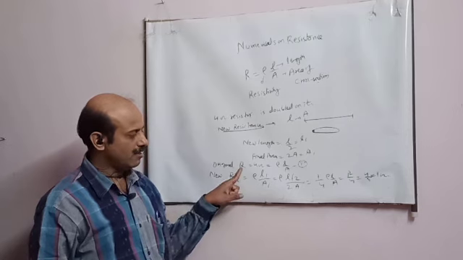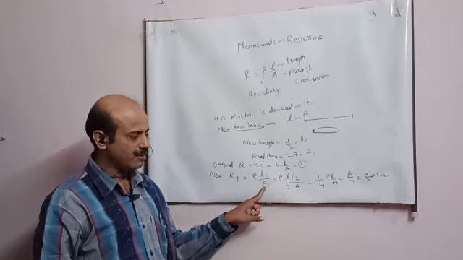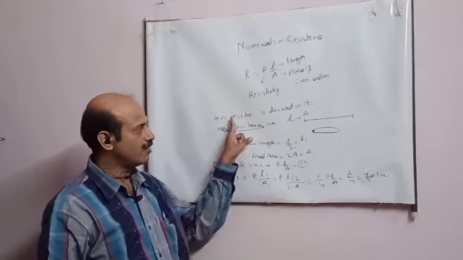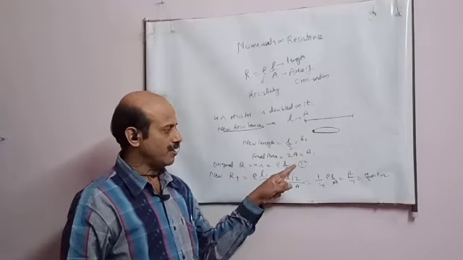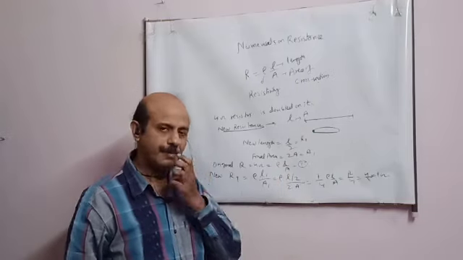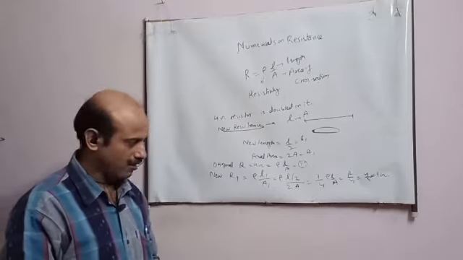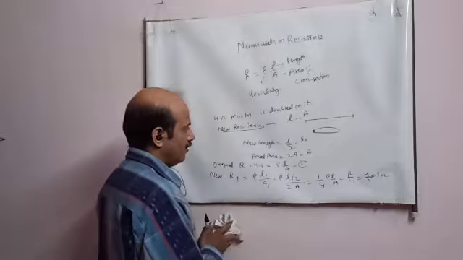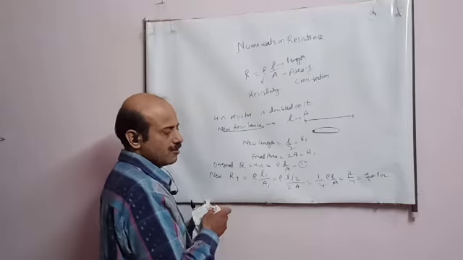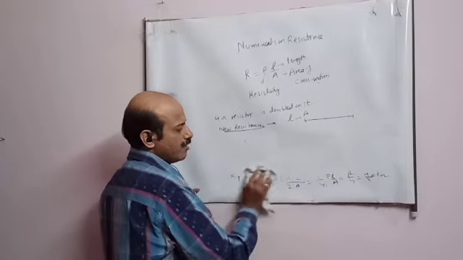The original R is rho L by A. For the final R, rho is the same, length has changed, area has changed. But how has length changed? Doubled on itself means length has become half, and area became twice. So this is how you have to solve this kind of numerical. One more concept which works in this case is that the volume of the wire will remain the same.